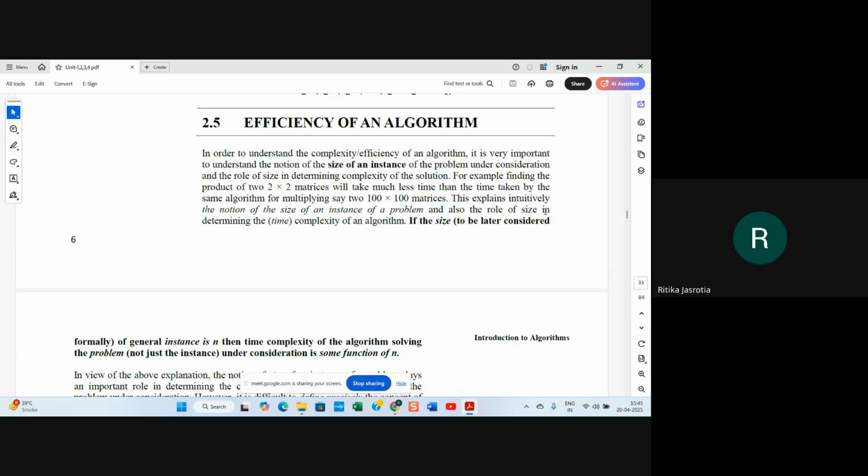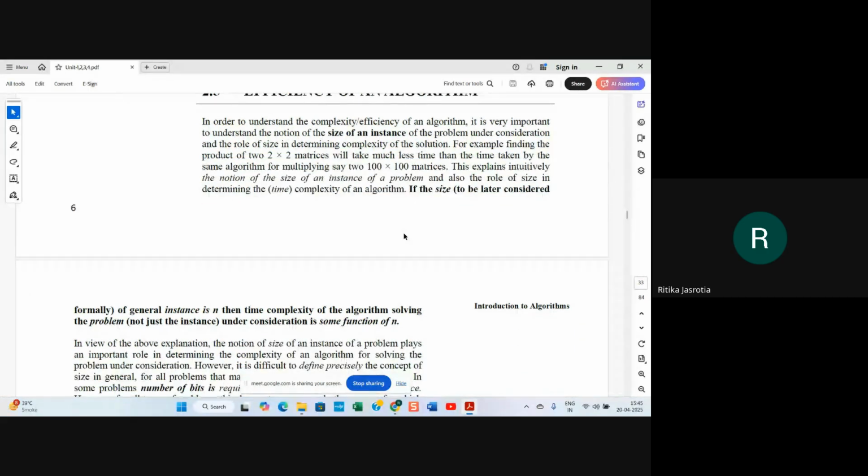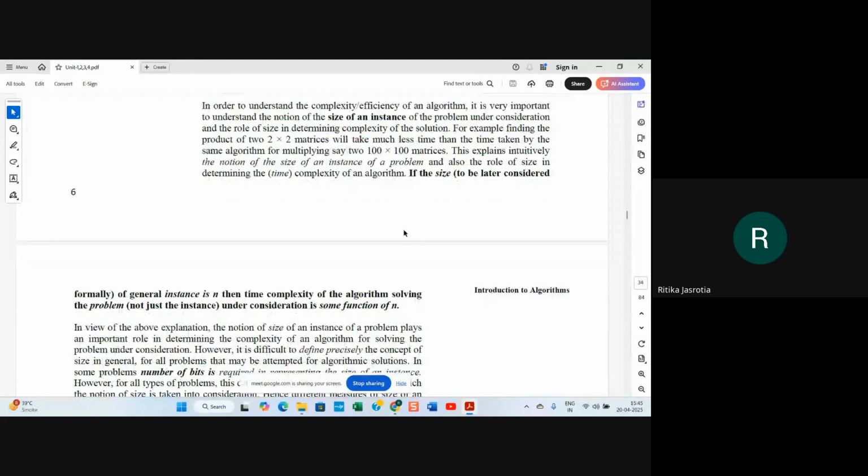So this explains intuitively the notation of the size of an instance of a problem and also the role of the size in determining the time complexity of an algorithm. That means the size of the input matters, how much size you are giving to the algorithm. So that will make the problem accordingly: if the size is more, it will take more time. If the size is less, it will take less time.